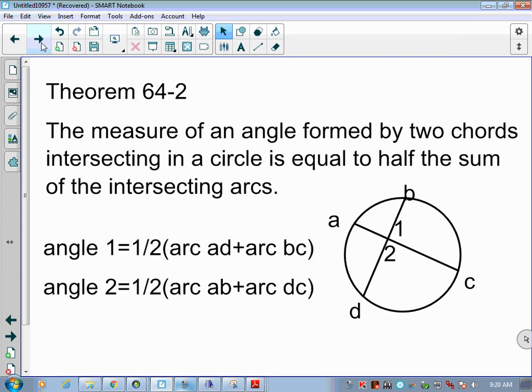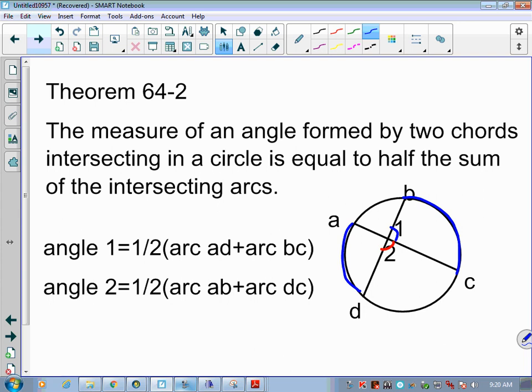Then we have Theorem 64-2. There's not a lot of theorems here; there's really only two. Mariah, could you read Theorem 64-2 for me? The measure of an angle formed by two chords intersecting in a circle is equal to half the sum of the intercepted arcs. What I have here is angle 1 and angle 2. Angle 1 is 1/2 the sum of arc AD and arc BC. So this blue angle is half of the sum of these two arcs.